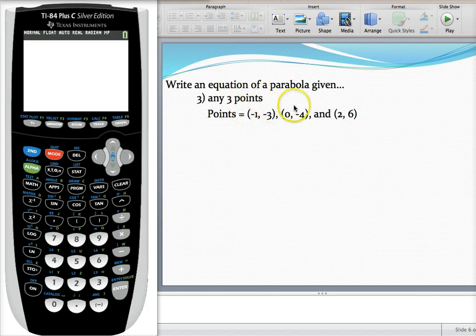Now notice your 3 points are nothing special. They're not x-intercepts, they're not the vertex, so we're just going to use standard form. Our answer is going to be in standard form once we're done. So let's go ahead and get these points typed in the calculator.